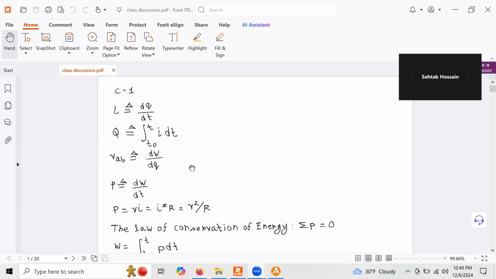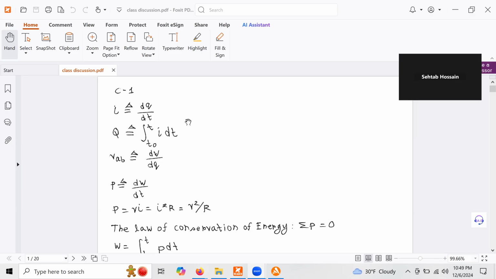In lecture one, what did we learn? We learned about current, charge, and voltage. So what's the definition of current? Current is equal to dq/dt, the differentiation of q with respect to time.